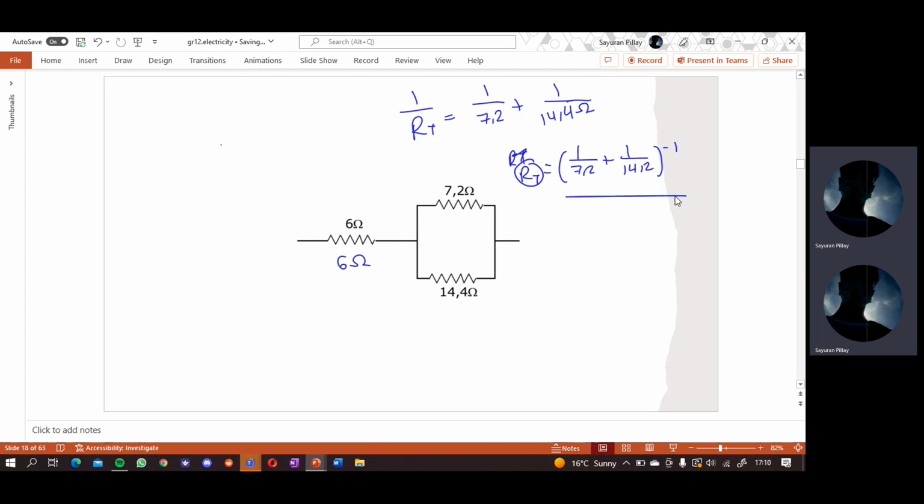So you can put this in your calculator as it looks, but then what if you have a third branch or a fourth branch? It gets quite complicated.